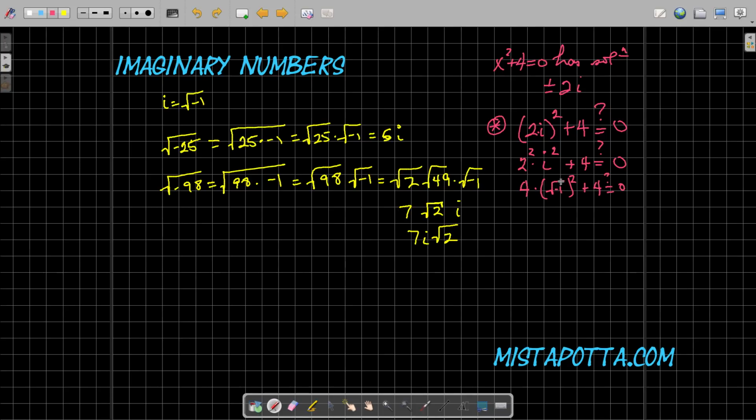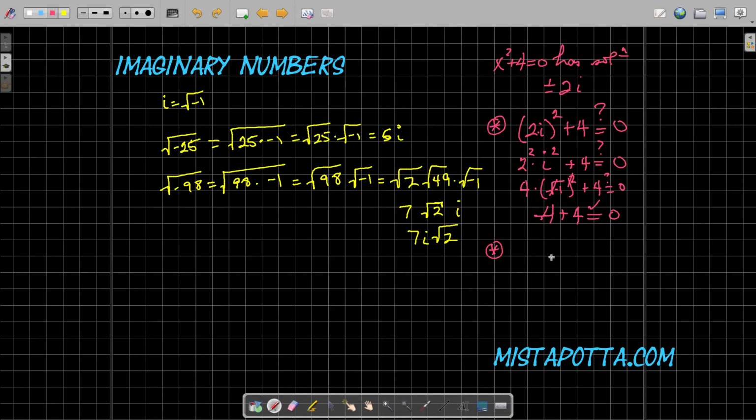And I know that square roots and squares are inverse operations. They kind of undo each other. So I end up with -4 plus 4, and that is, in fact, equal to 0. So the positive solution checks.